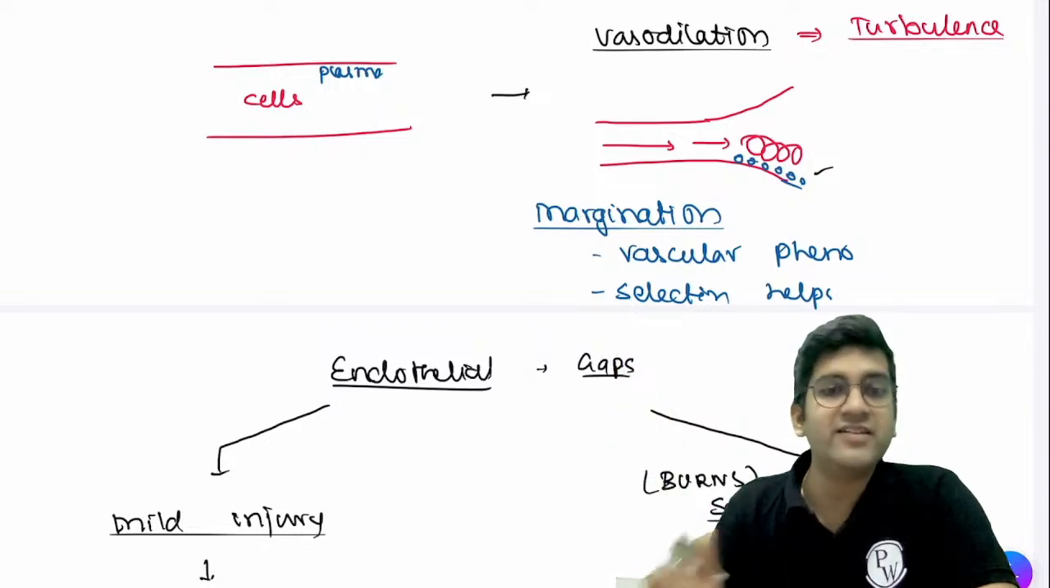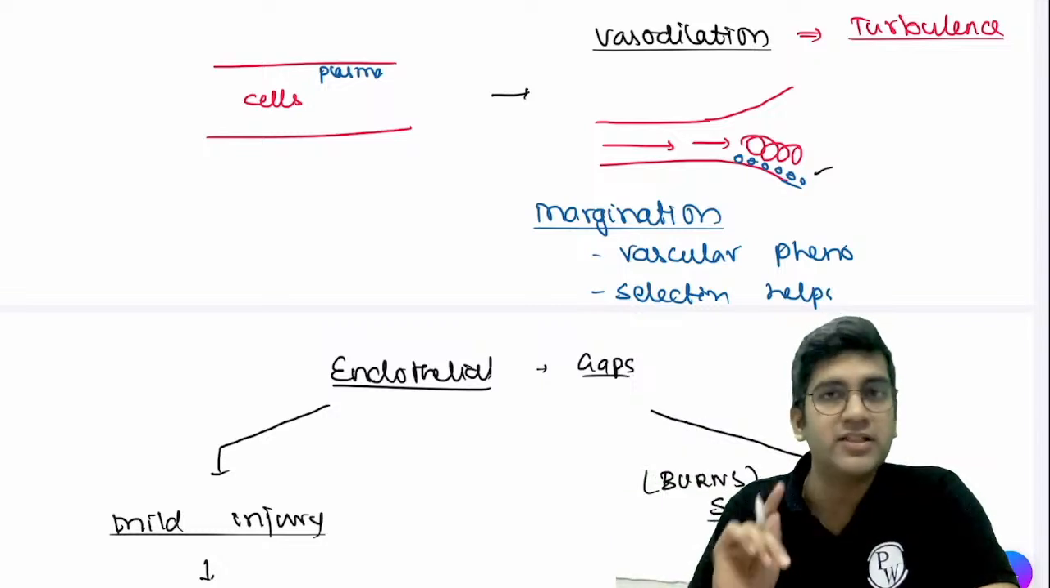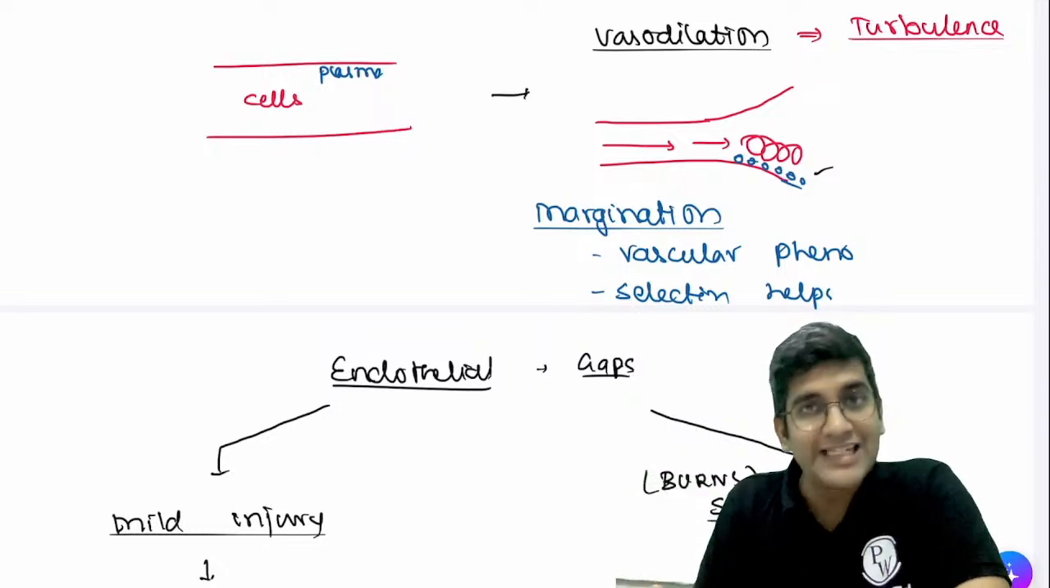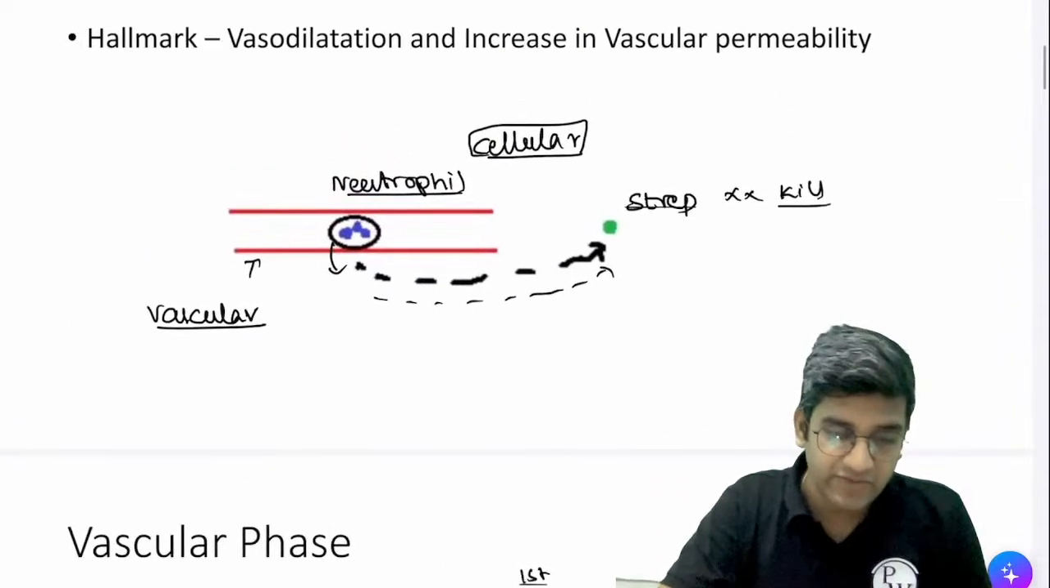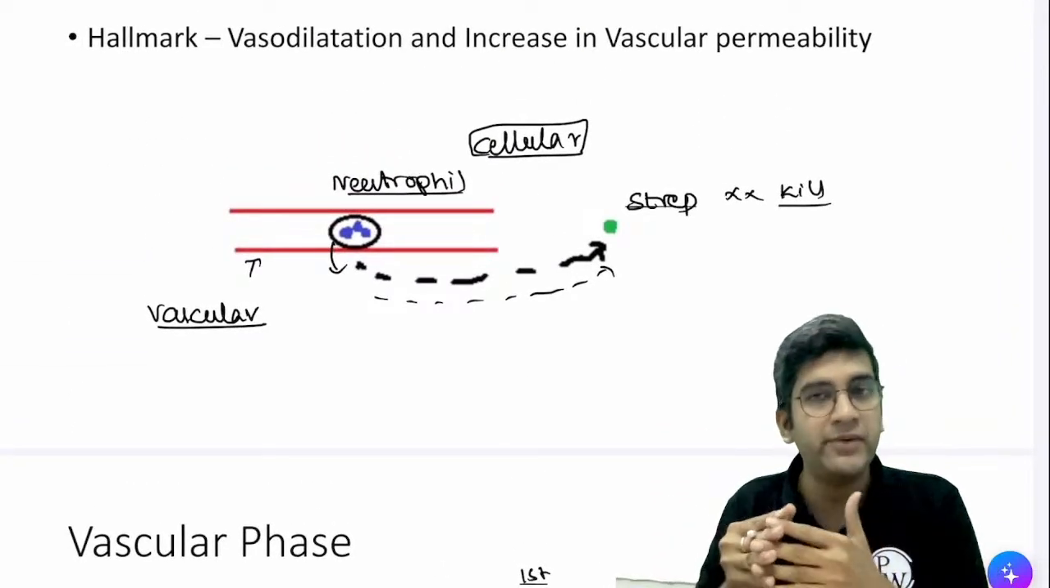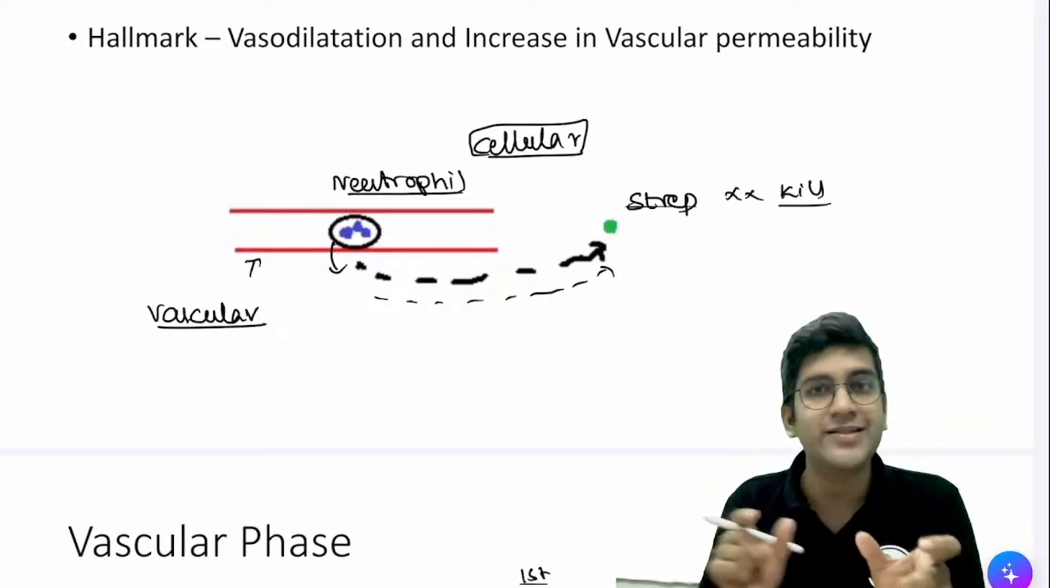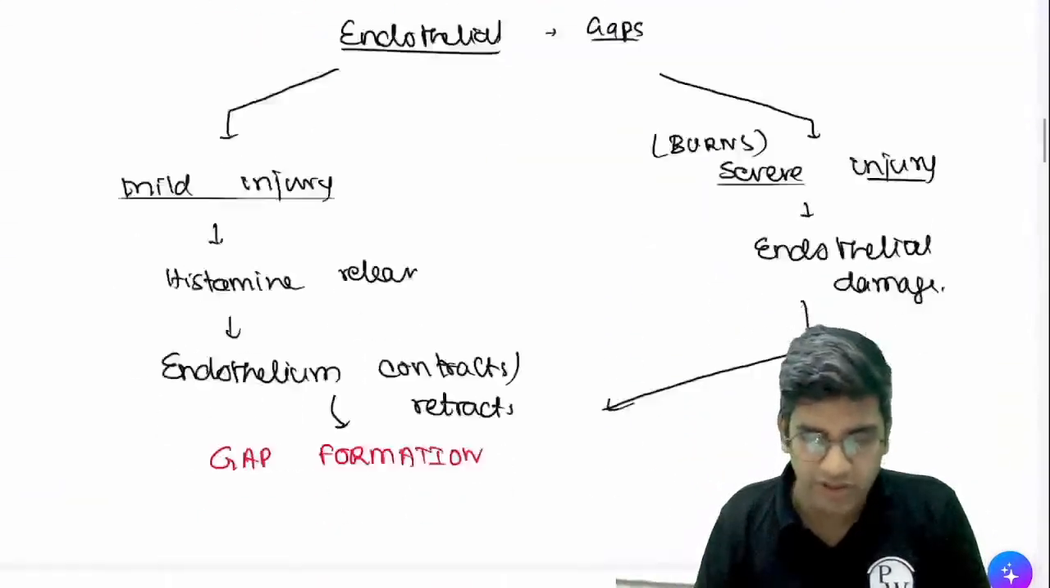If I don't know where the gate is, I'll keep roaming all over the blood vessel. I don't know where it is, right? So that is where the cellular phase comes into play. Like I said, the vascular and cellular phases are actually intertwined in one place, but for understanding, we are seeing them separately, right? So let's go to the cellular phase.